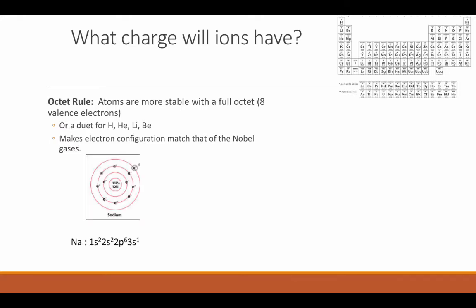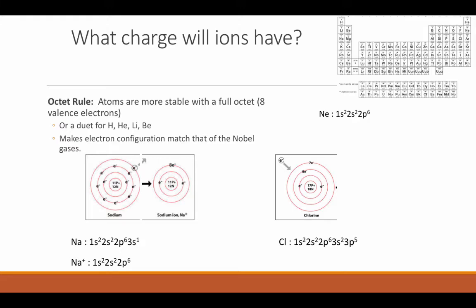Take sodium, for example. Here's its electron configuration. Its nearest noble gas on the periodic table would be neon. In order to achieve this electron configuration, sodium will lose 1 electron to become Na+. It now has the same electron configuration of neon. Note that this does not mean that it has the same properties as neon, nor that it has become neon. Recall that protons determine what element we have.